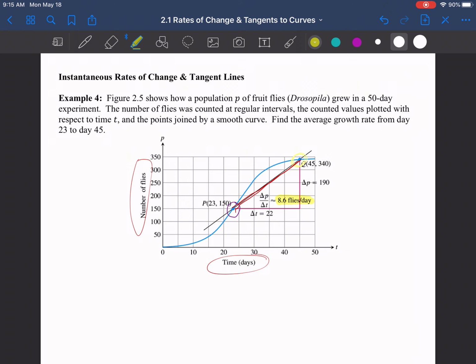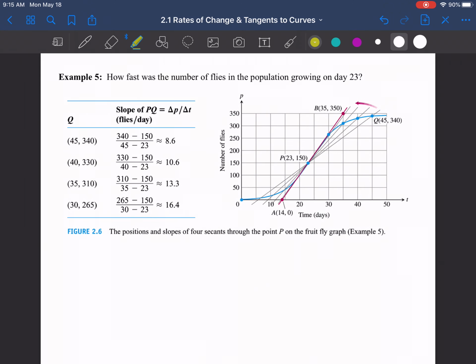That was the average over that time period. But what if instead they had asked how fast was the population growing on day 23? Well, you could have started with day 23 and day 45, just like in the previous example, and you would have gotten the slope of this line right there, and that would have told you what the average was over that time. But then you could pick a day that was closer, and you could have gotten the average slope right there. Here's that yellow average line.